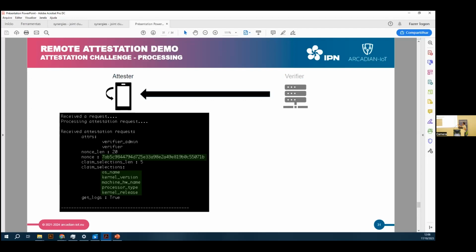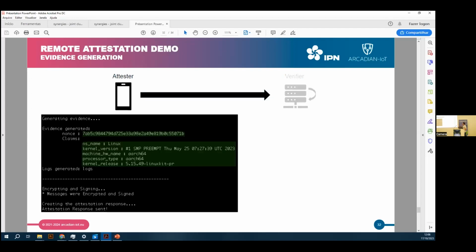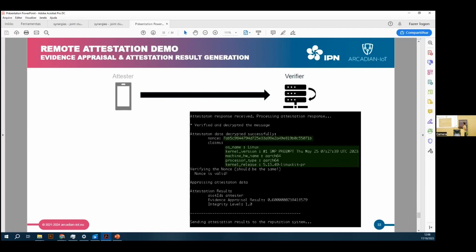It does so by generating the evidence. This is done by collecting the claims requested in the claim selection that came from the request and copying the nonce that the verifier sent to the response. Both nonce and claims are then encrypted together and included in the attestation response, which is then sent back to the verifier. The verifier, in turn, receives the attestation response and decrypts the evidence.